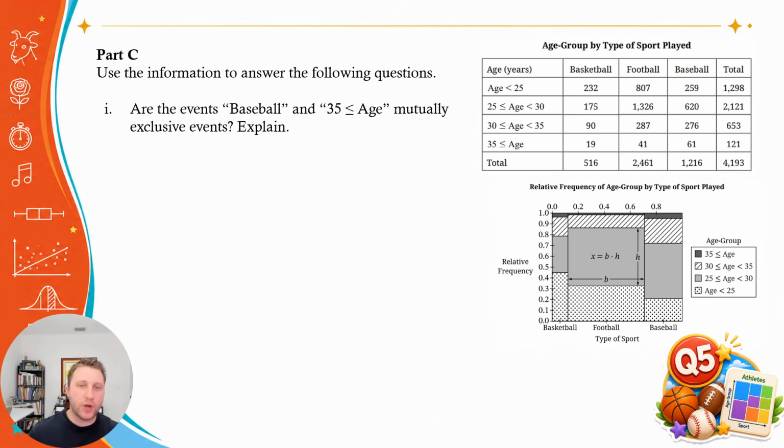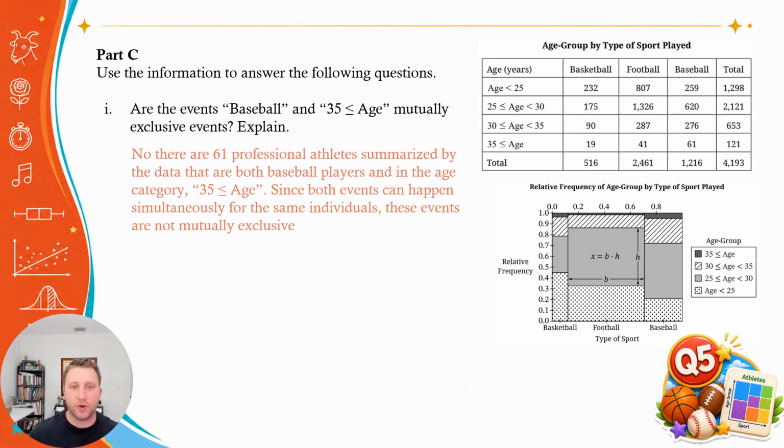On to Part C, we are to see, using the information that we were given, the two-way table and or the mosaic plot, if the two variables, baseball and age group that is 35 plus, are either mutually exclusive, independent, both, or neither. And in Part 1, we're specifically looking at mutual exclusivity between these two variables. I said no. There are 61 professional athletes summarized by the data that are both baseball players and in the age category that represents ages 35 plus. Since both events can happen simultaneously for the same individuals, these events are by definition not mutually exclusive.